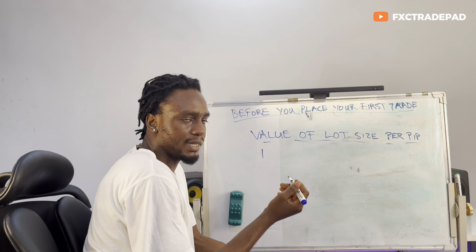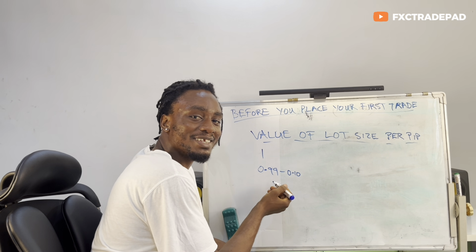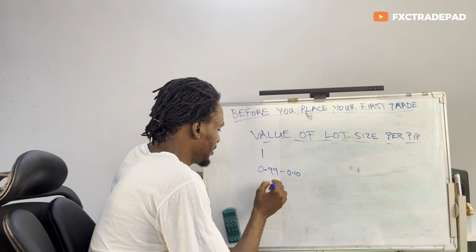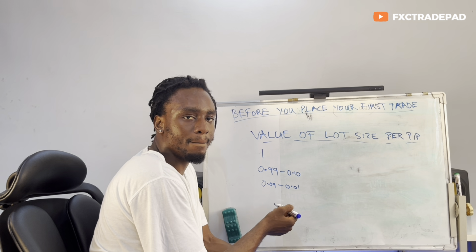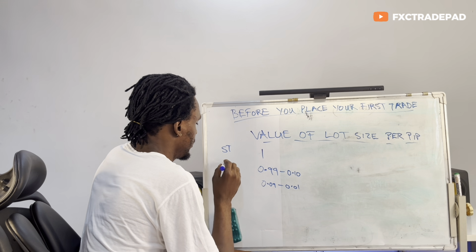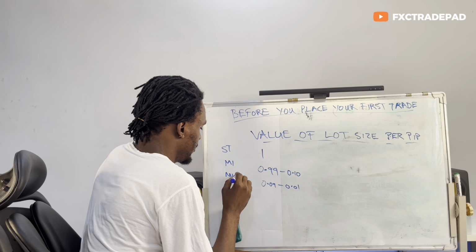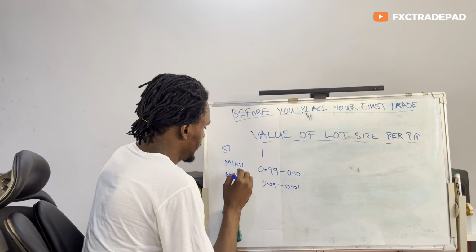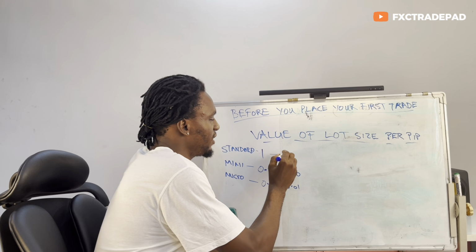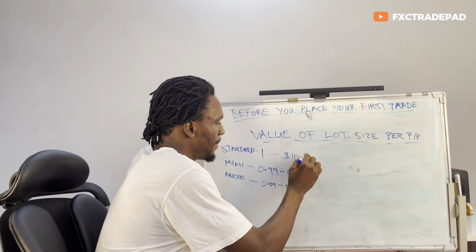You already know that one is standard lot. I'm testing your knowledge now. This is mini, and this one is micro. So: standard, mini, micro. For every one lot size you open, it is equivalent to $10 per pip.